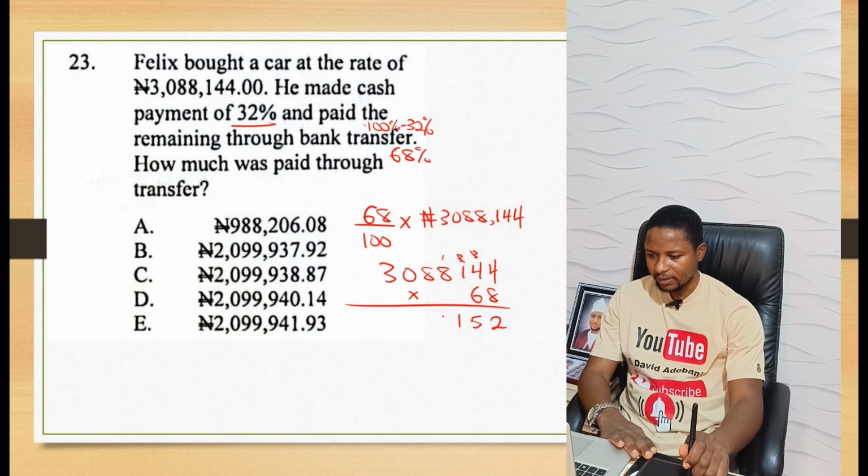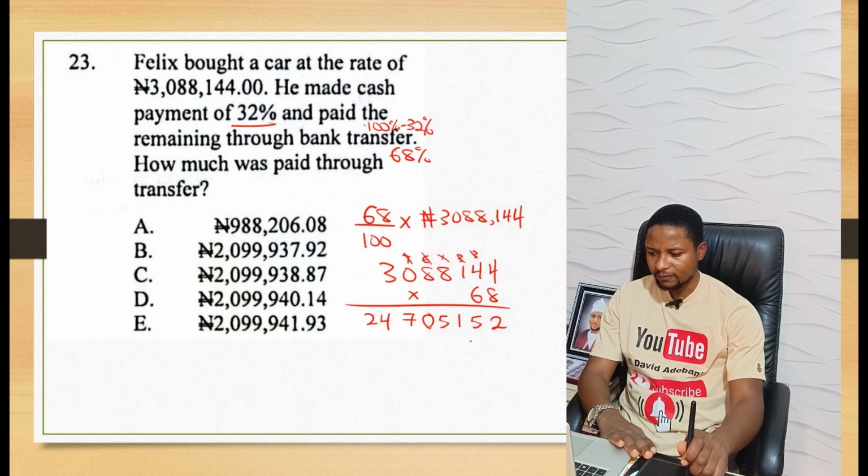Plus 1, 65. Carry 6. 8 times 8, 64. 64 plus 6, 70. Carry 7. 8 times 0, that's 0 plus 7. Then 8 times 3, 24. Then you do the same process with 6.